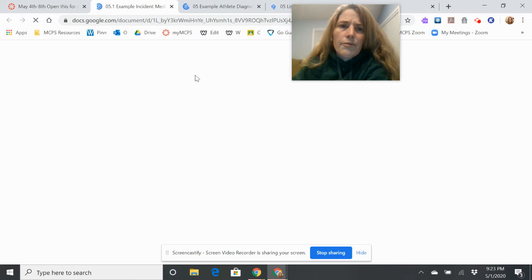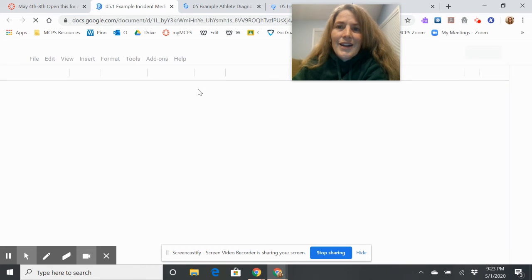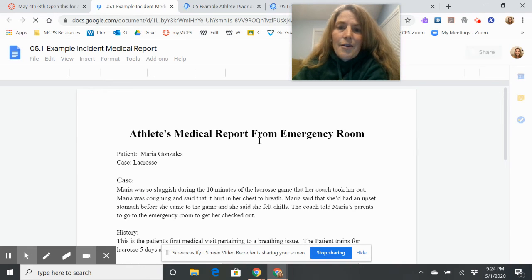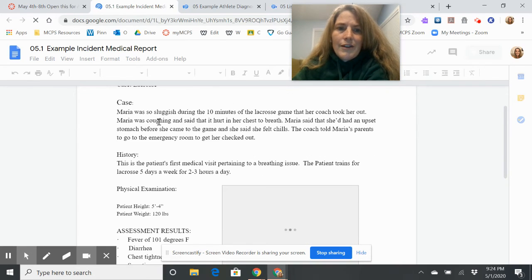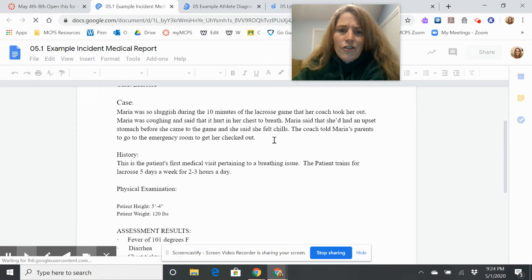This right here, sorry, my computer's slow. This is the medical report. So it says that Maria was sluggish during her game. Her coach took her out. She was coughing. Her chest hurt. She had an upset stomach. She had chills. She went to the emergency room.